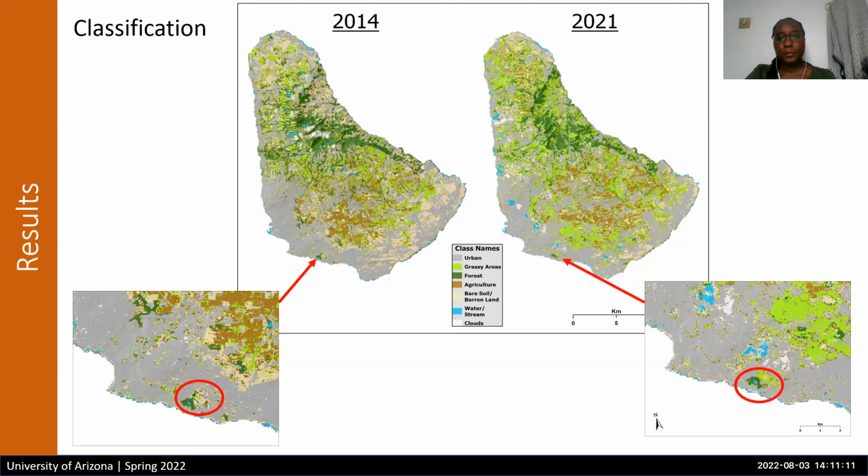A point to note: the blue areas in the 2021 imagery, which appear to show that we had a change in the water streams across the island, are actually cloud shadows cast in the imagery, and they had similar spectral signatures to those of water.